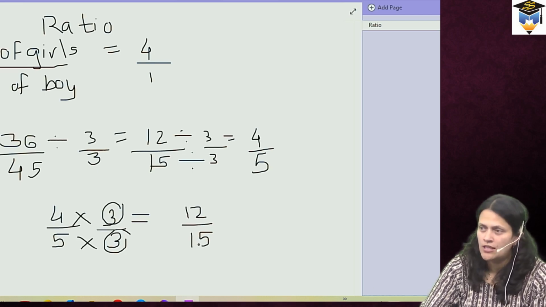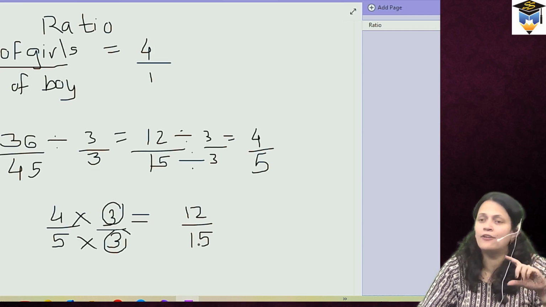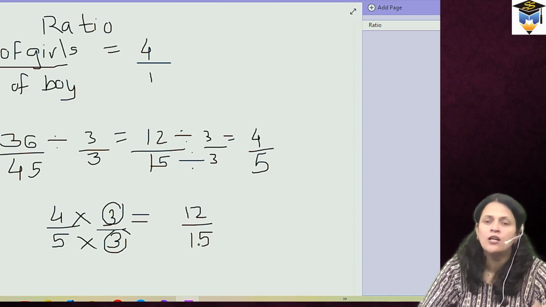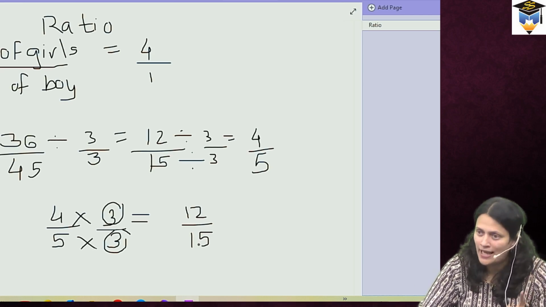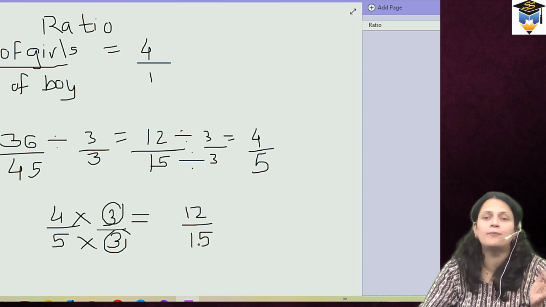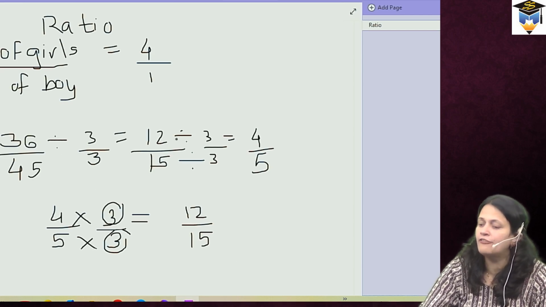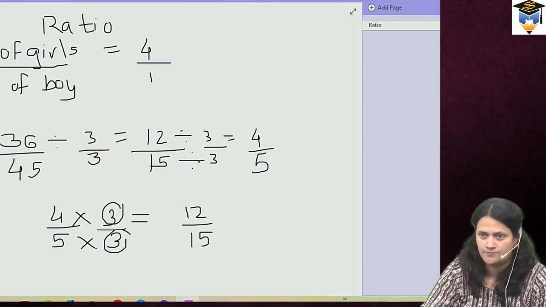So understood? So what is the meaning of this? Whenever a ratio is given to us and we have to find out an equivalent ratio, what you are going to do? You are going to multiply either by the same number to both numerator and denominator, or divide by the same number. So इथे आपण lowest form जेव्हा केलं तेव्हा we divided it by 3. Understood? Up till here?